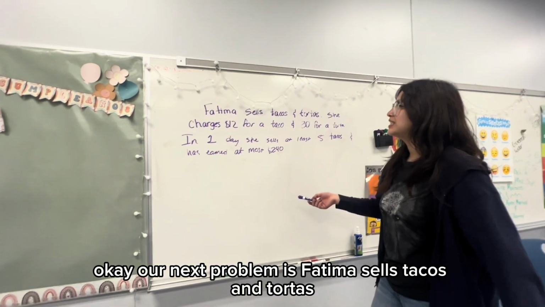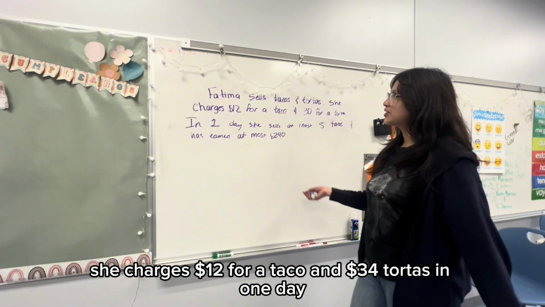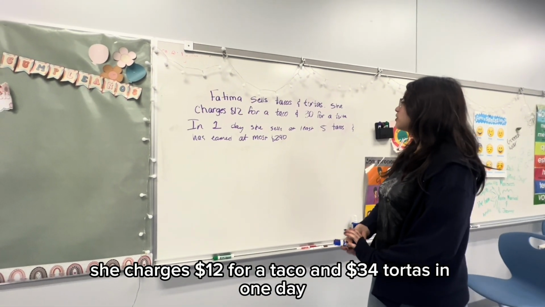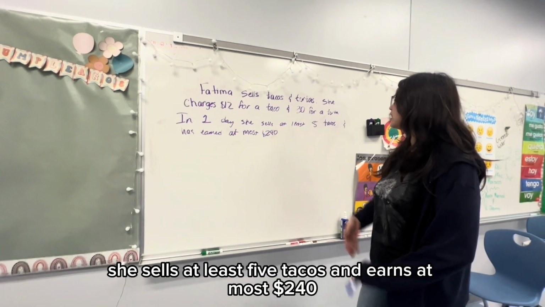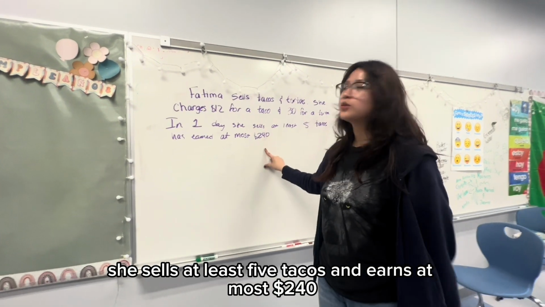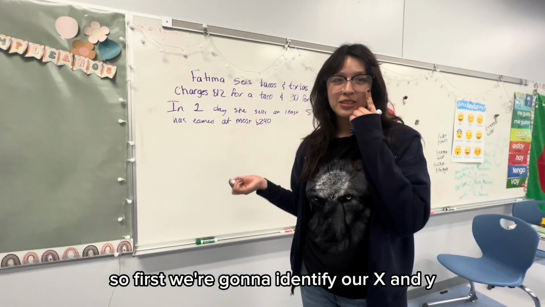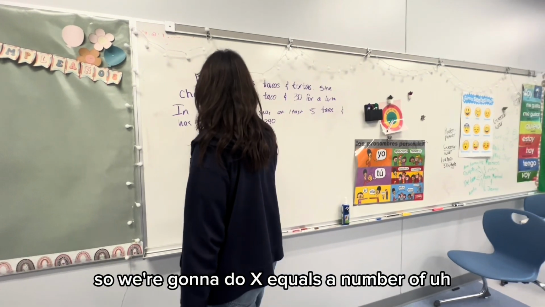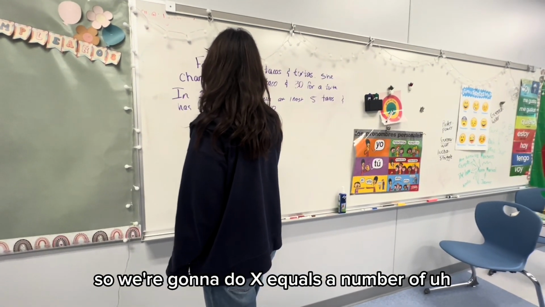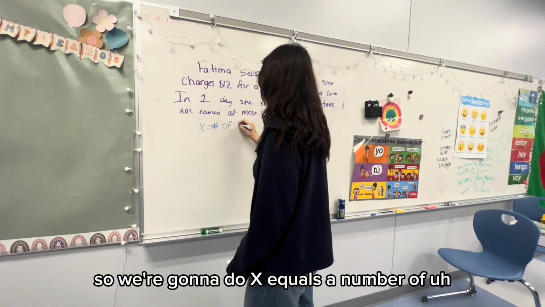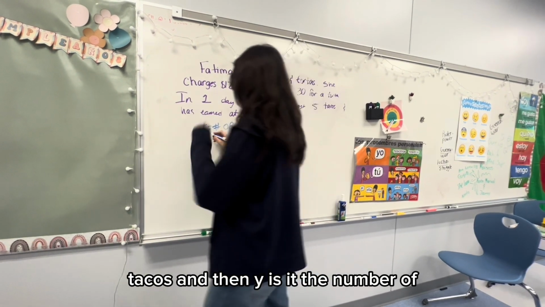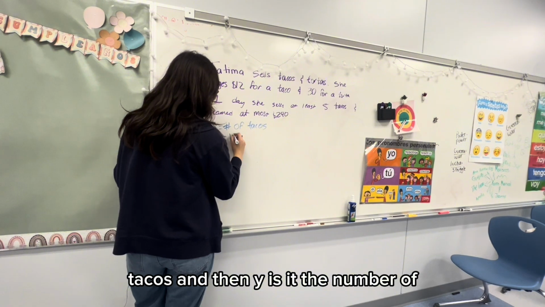Okay, our next problem is Fatima sells tacos and tortas. She charges $12 for a taco and $30 for a torta. And one day, she sells at least 5 tacos and earns at most $240. So first, we're going to identify our x and y. So x equals number of tacos, and then y is going to be number of tortas.